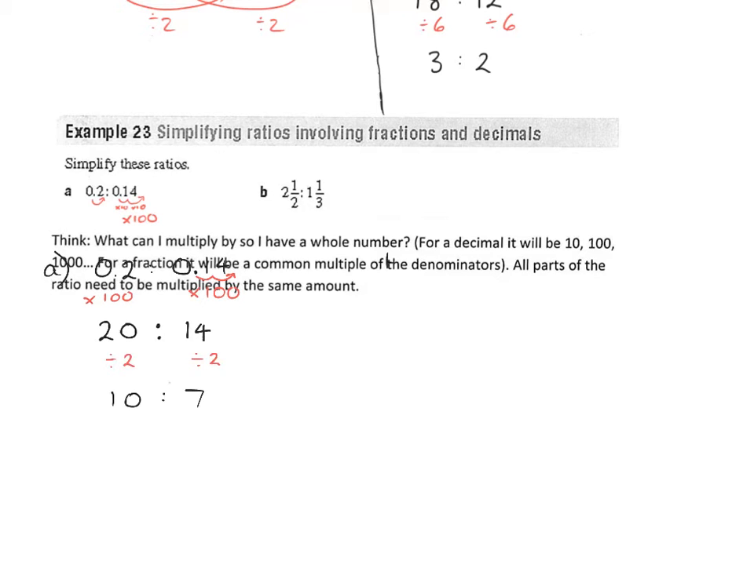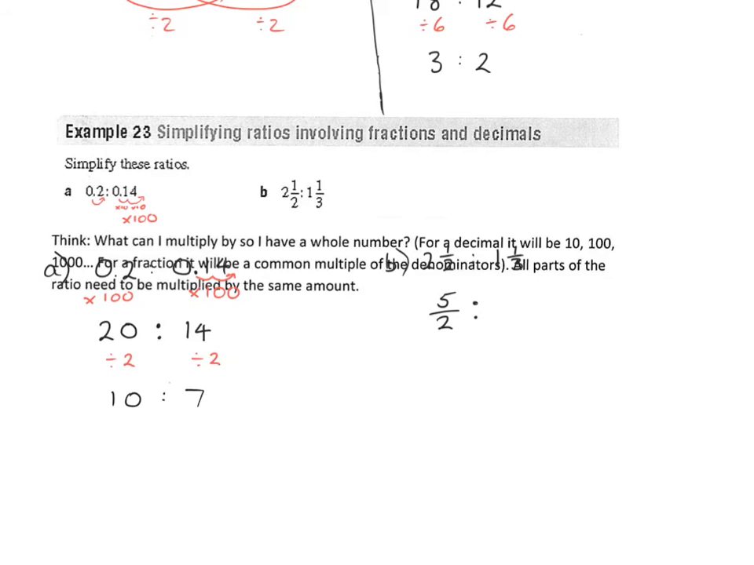Okay, with question B, we've got 2.5 to 1 1/3. Now we kind of need to be able to get rid of those fractions. So what I'm going to do first of all is write them as improper fractions. I'm going to take the 2 wholes times by the 2 and then add it to the 1 up here. So we end up with 2 times 2 is 4, plus 1 is 5 over 2. So 2.5 is the same as having 5 halves.